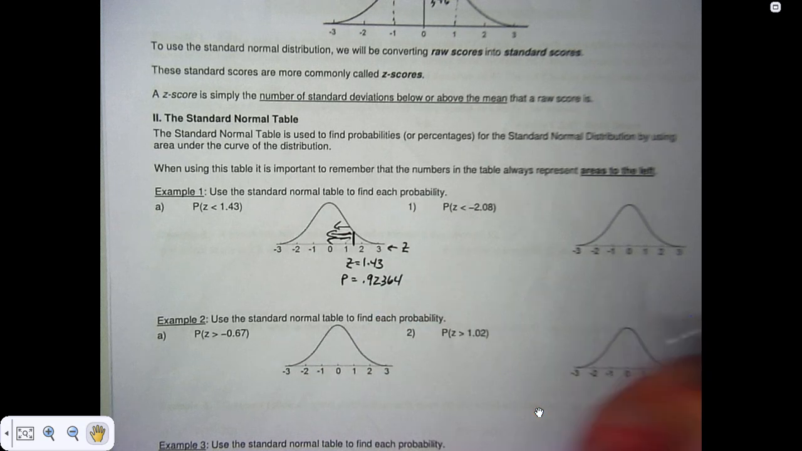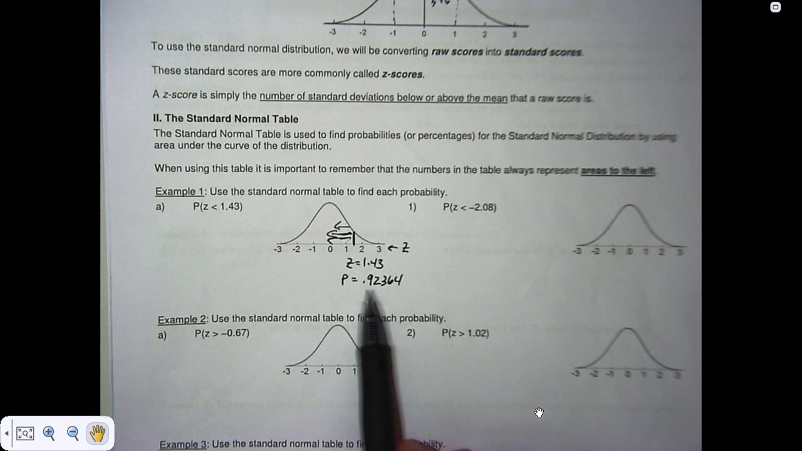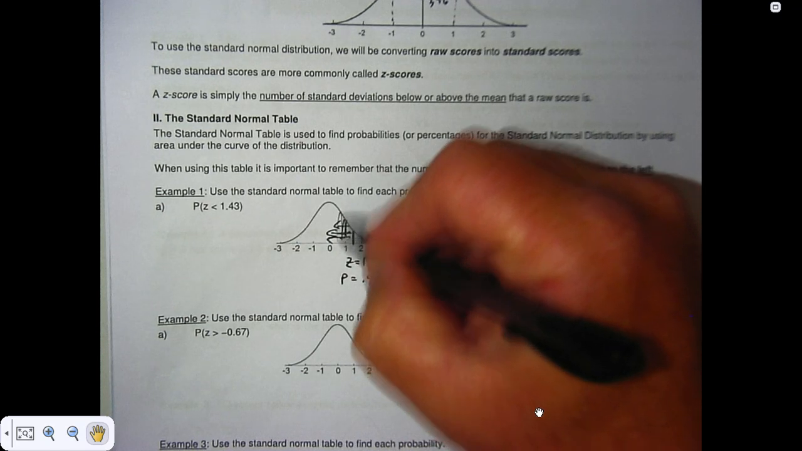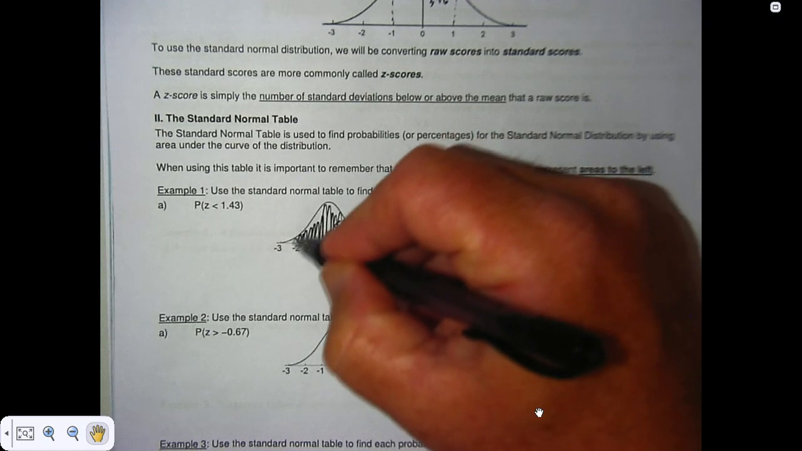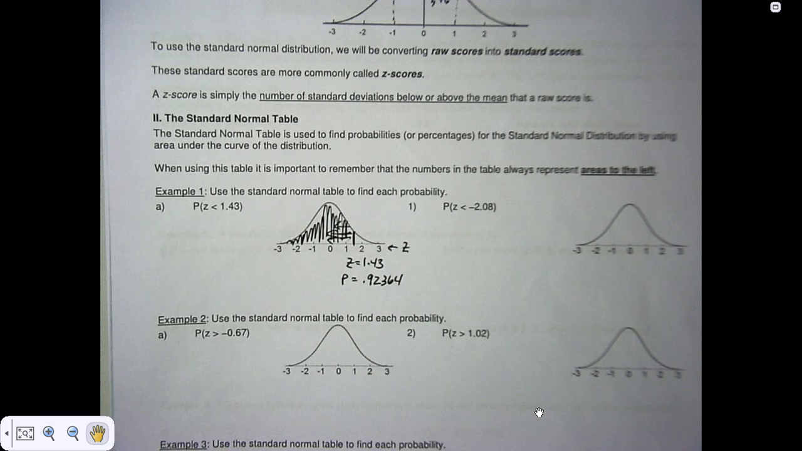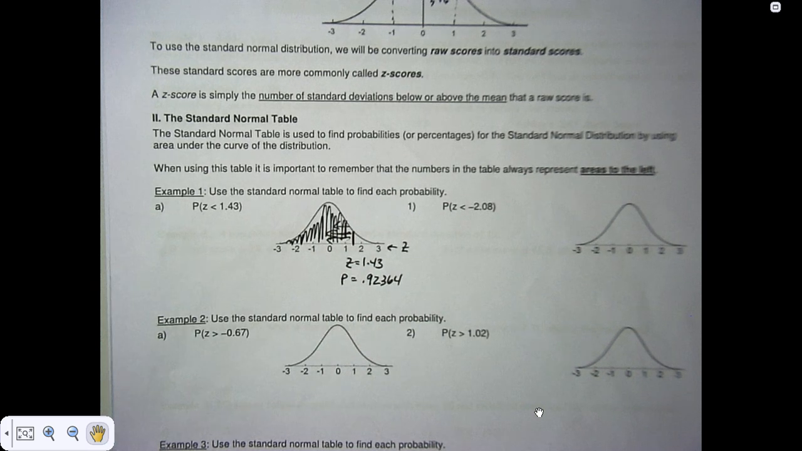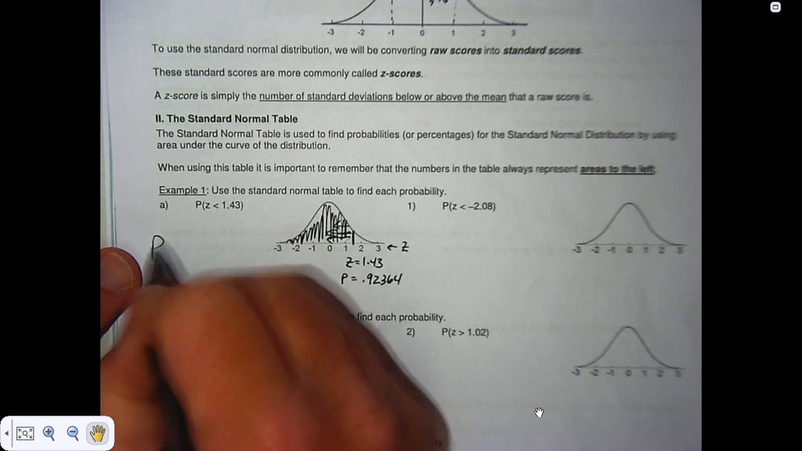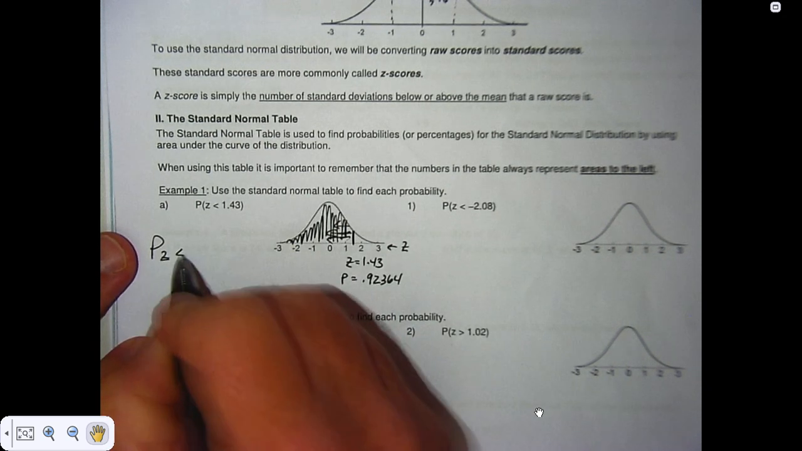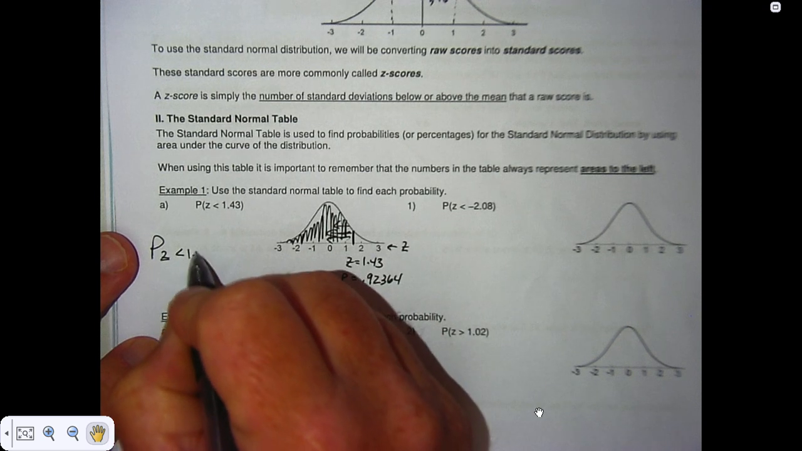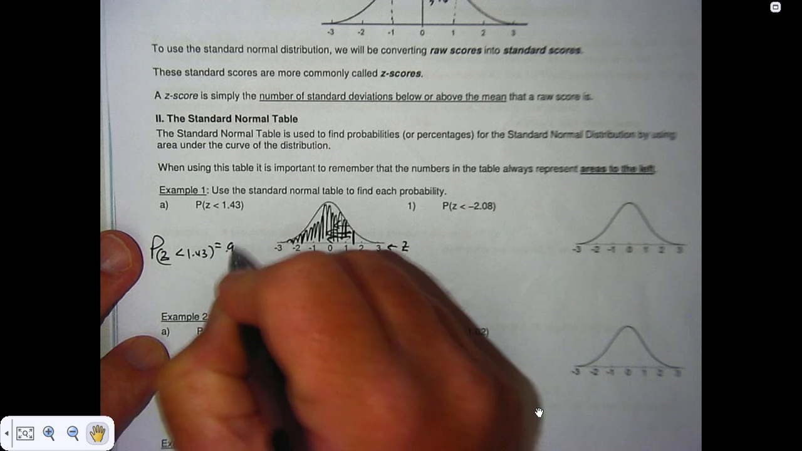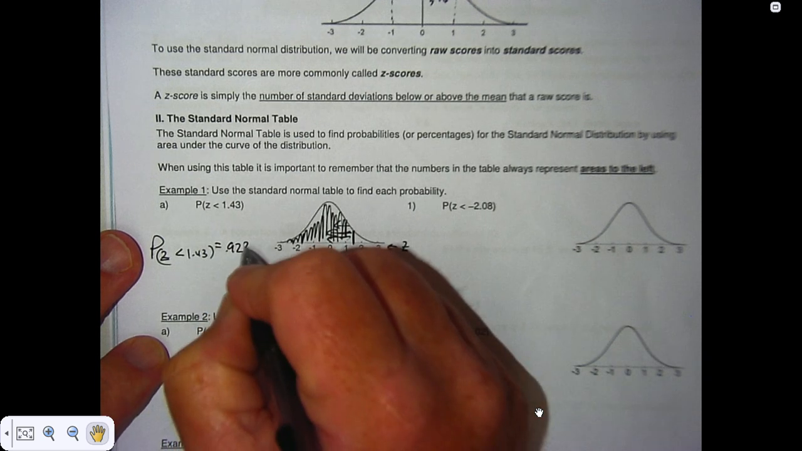What that means is 92% and some change of the area under this curve is to the left of that mark. 92%. But that percent means it's a probability too. So the probability that my z-score is less than 1.43 is 0.92364.